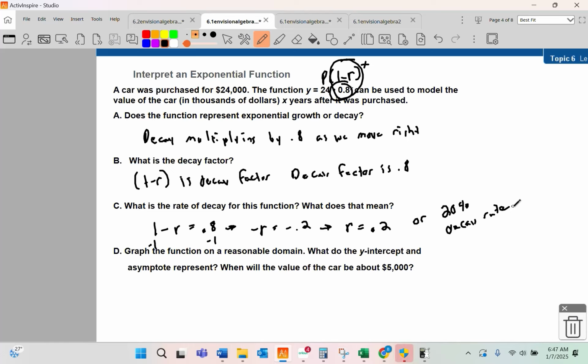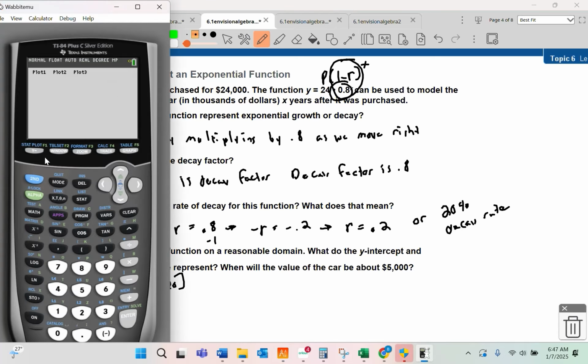So a reasonable domain for this would be that the lowest time is 0. You're talking about time, it'd be 0 to some high number, all right? Let's say 20 years. 20 years is a long time to keep a car. But you can make up any number you want, but you have to start at 0.